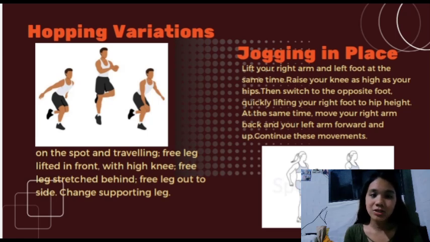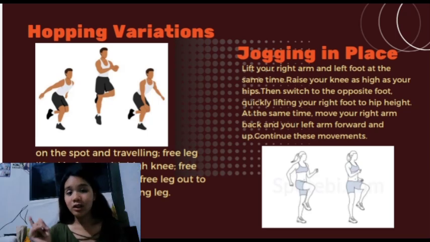So in jumping jacks, diba? Tatalon tayo with hands on the air. Sinasabay natin yung hands while jumping. Hopping variation, on the other side, tatalon tayo in different directions. Front, left, sideward, or backward. Ganun yung type ng hopping variation, kaya madami siya. Pwede ka magtalon in any direction you want.